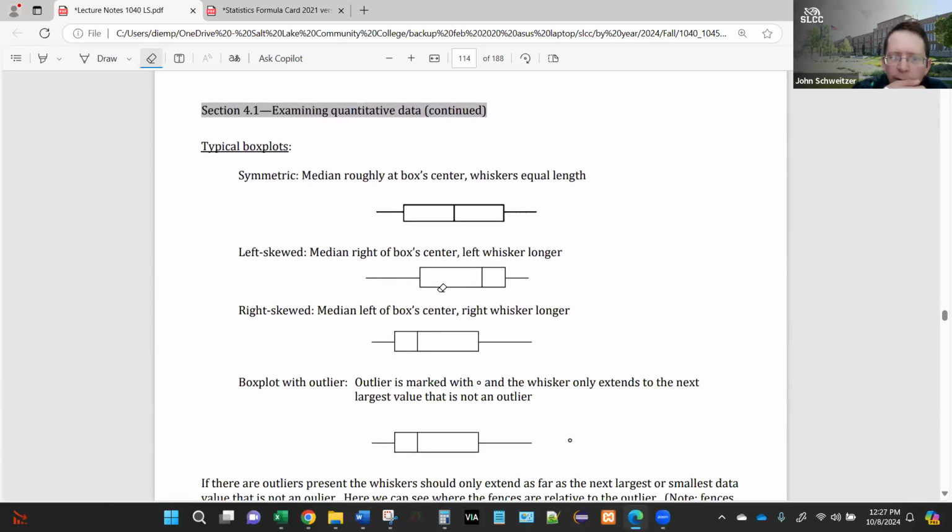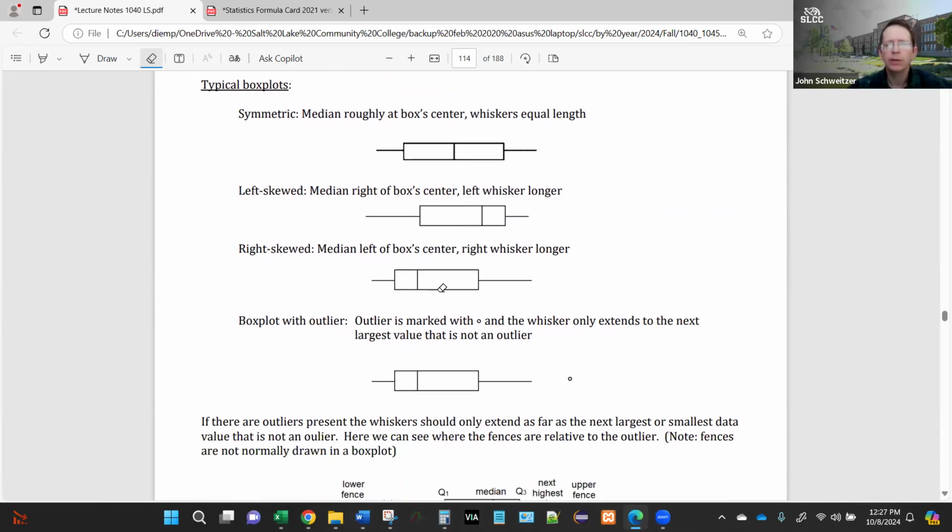Okay, so let's look at a few different common styles for box plots. We want to be able to use a box plot to determine the shape of a distribution if we can. So these are some common box plots you'll see.